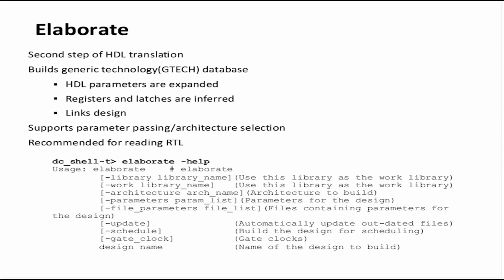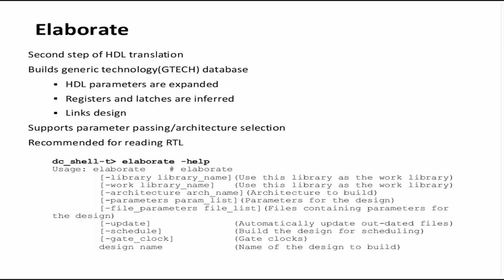What linking the design means is that if you have a PLL or a memory, that memory should be a part of your link library, and it will now map. It will now link the design. Elaboration means the design should be completely linked. Each and every component should be mapped. If it is not able to link the design, it will error out.